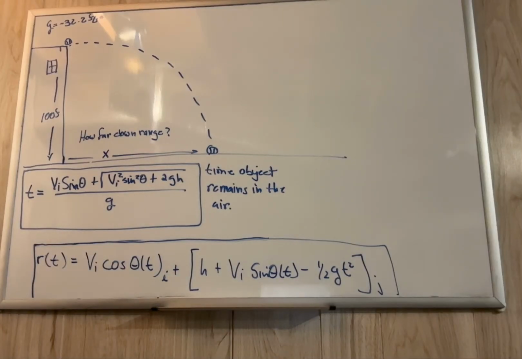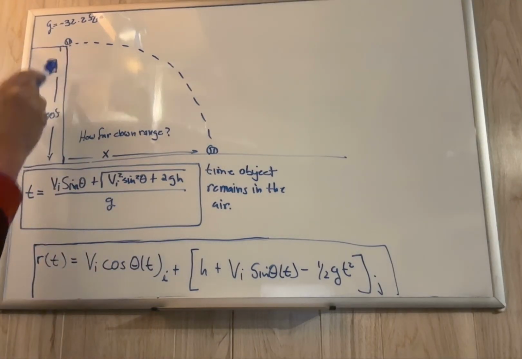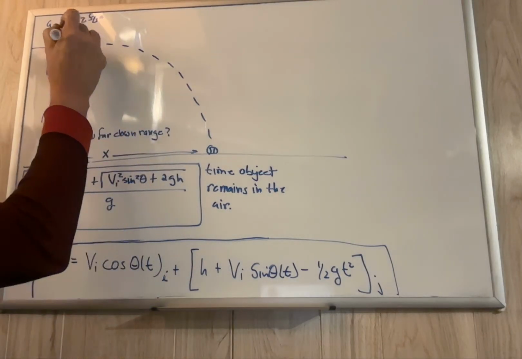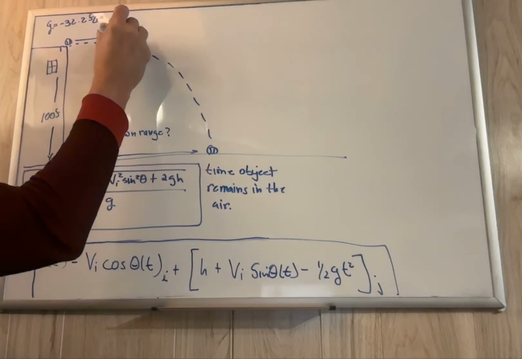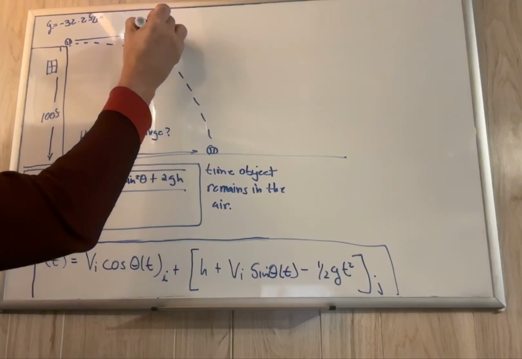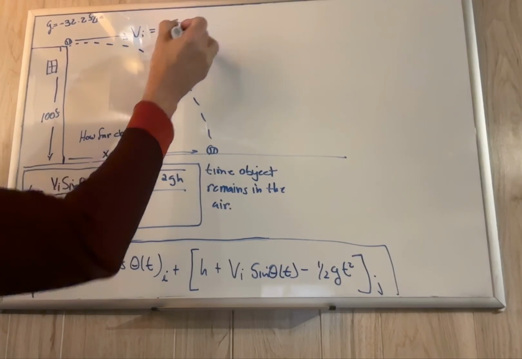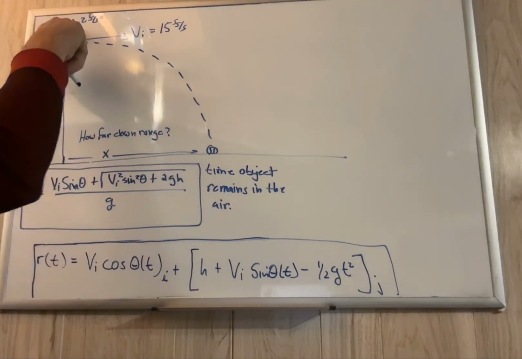Let's take a look at a nice simple equation. Let's say that a ball is being thrown off of a building that's 100 feet high, and it's thrown with an initial velocity of 15 feet per second, not meters, because I'm going to measure this in feet.